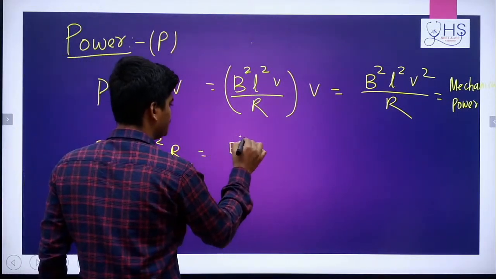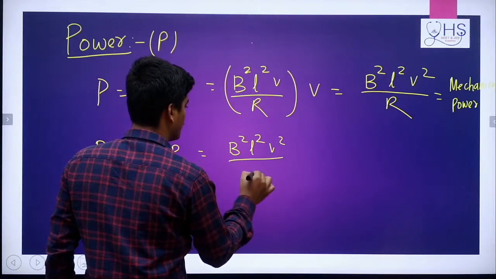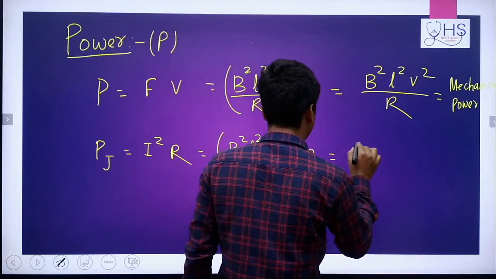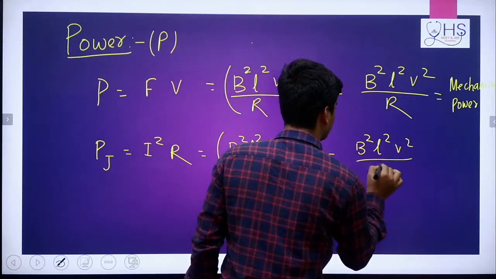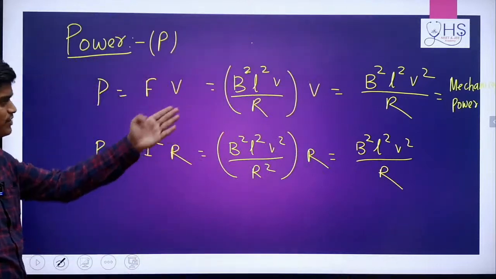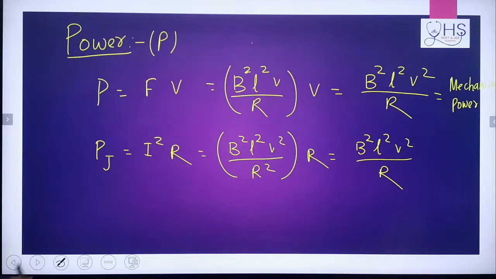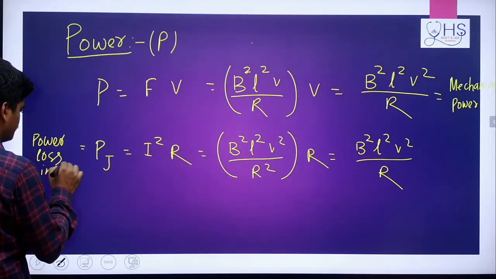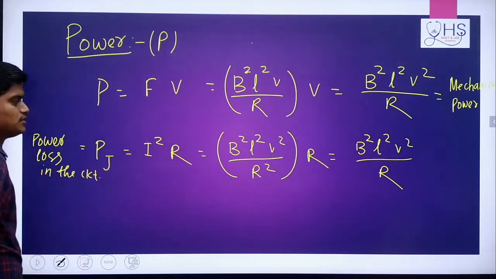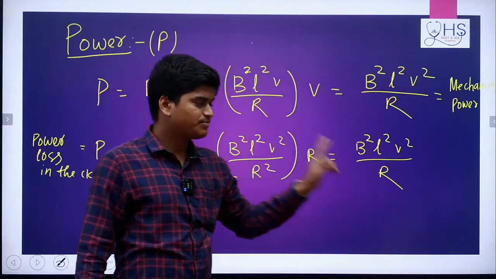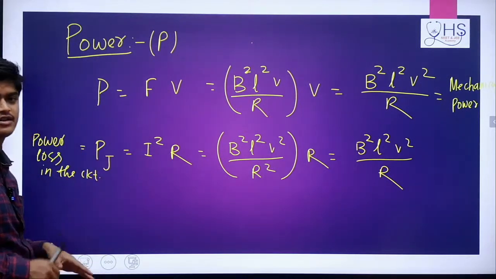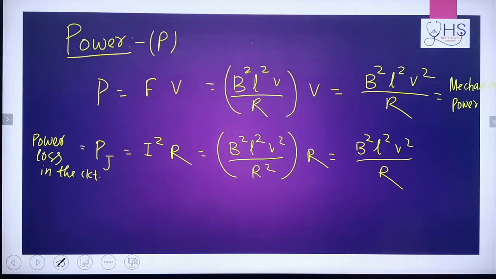Now I square is basically B square L square V square by R square, because I is BLV by R, and here one R will be there. Now if you cancel here, you will get the same thing, B square L square V square by R. You see, whatever I told in theory, the same thing is coming in the numerical also. So this is your power loss in the circuit. Both are same, mechanical power and this power are the same. That means whatever mechanical work you did, it converted to electrical work, or mechanical energy got converted to electrical energy. So that is the energy consideration in electromagnetic induction.